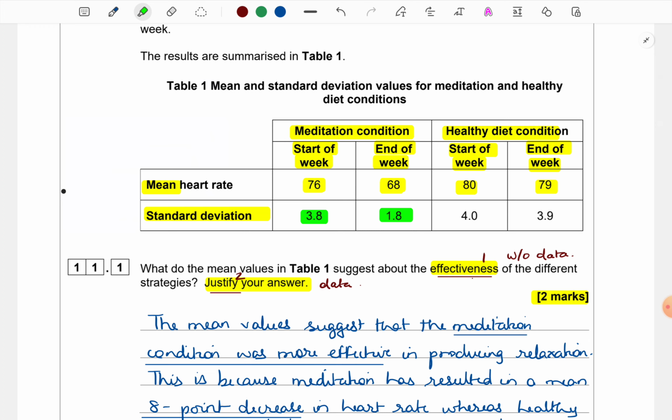In the sense, there are a number of participants who have done much better than 76 on heart rate or much worse than 76. But at the end of the week, everyone is very close to 68 because the standard deviation value is very small. So variability has decreased. Sorry, I won't use the word significantly. It has decreased substantially from start of the week to the end of the week. So we have to present it in those terms.